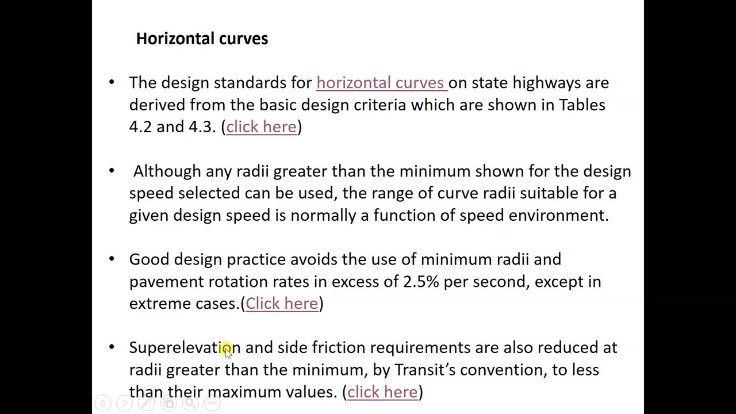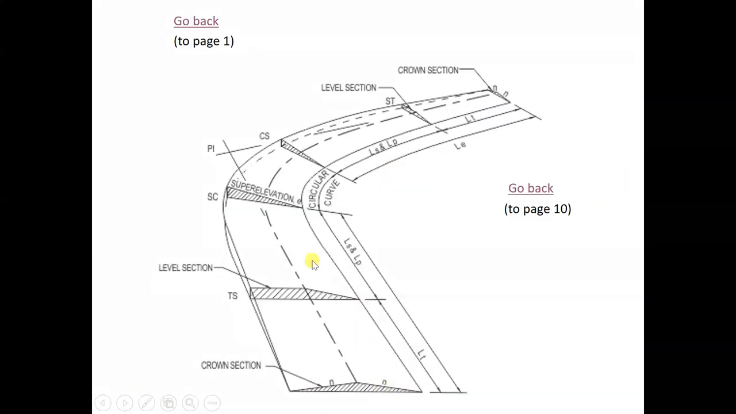So super elevation and side friction requirement also reduce at the radii greater than the minimum, to less than the maximum. Okay, so this is a super elevation. That means that when the lane is tilted up at a greater than the cross fall, for example the cross fall here could be 2.5%. But this super elevation could be much higher.